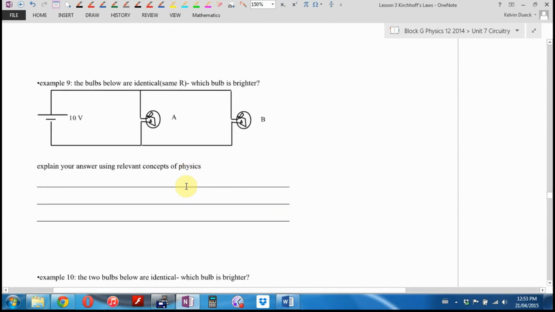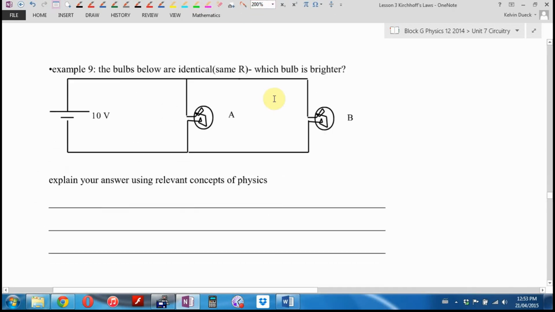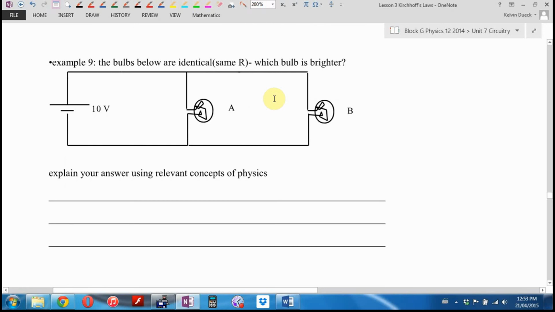The bulbs below are identical. Which bulb is brighter? Explain your answer using principles of physics. First thing I would do is I would say, you know what? If they're both identical, I would say R and R.